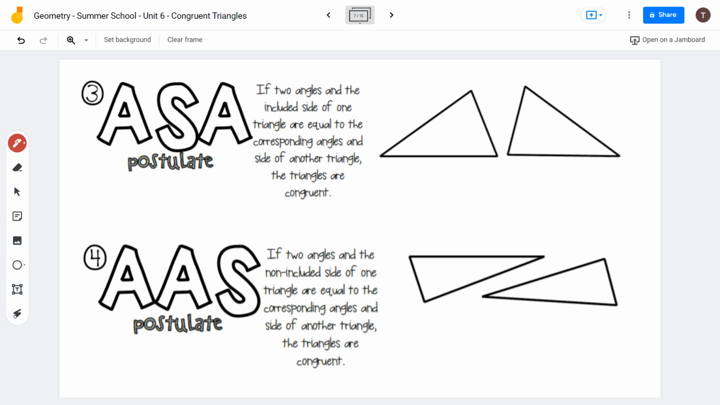I have the angle, side, angle theorem. Again, notice the position of the S. It's between the A's. So for this one, if I had 2 sets of angles that were congruent, I would need the side between them to know that it's congruent.